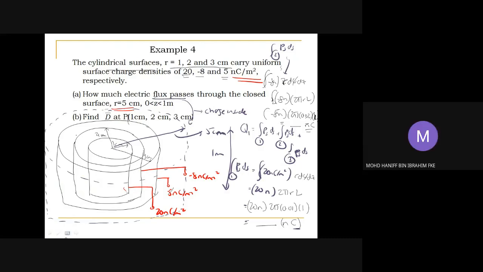Okay then, I think we can proceed with part B of the question.